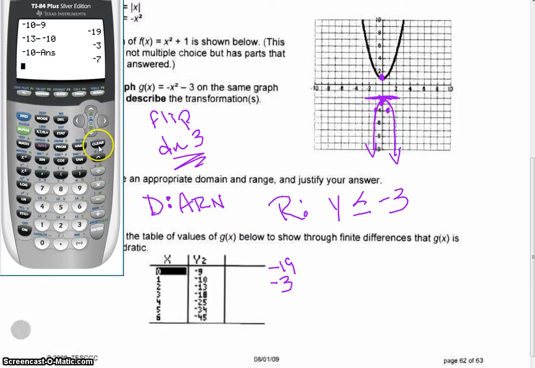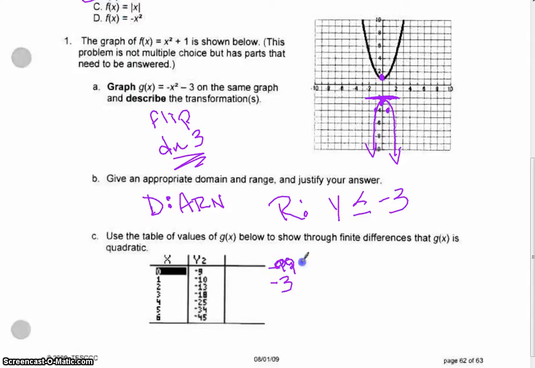Let's clear that. Still isn't looking right, is it? Let's just do it over. Negative 10 minus negative 9. See how important it is to make sure you get all the keystrokes in there, right? And it is actually negative 1. So then we're going to have negative 18 minus negative 13, and that's negative 5. Negative 25 minus negative 8, and that is negative 7. Negative 24 minus negative 25, and that's negative 9. And negative 45 minus negative 34, and that's negative 11.